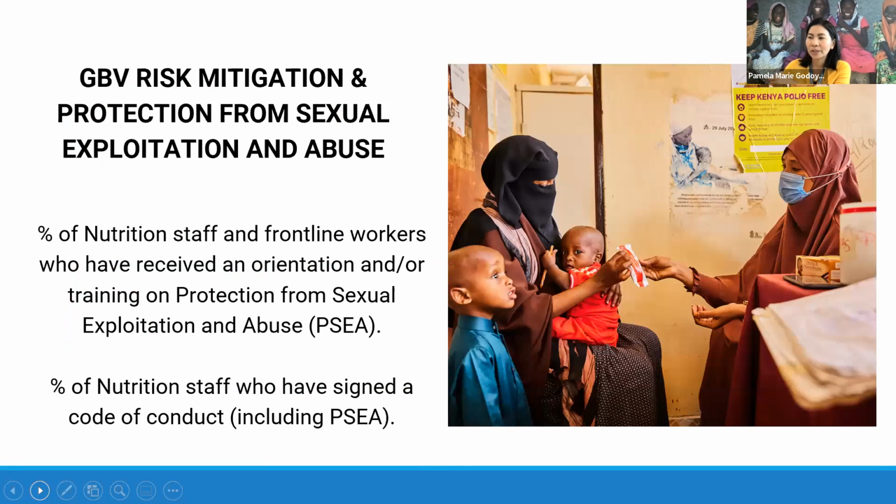In relation to protection from sexual exploitation and abuse, this is also one aspect that can be incorporated in your standard GBV risk mitigation practice. In addition to the orientation on how to safely receive disclosures of gender-based violence, make sure that all nutrition staff and frontline workers have received an orientation or training on protection from sexual exploitation and abuse, and have signed a code of conduct, not just at the staff level, but also ensuring that the members of our nutrition cluster have a code of conduct or policy within their organization.